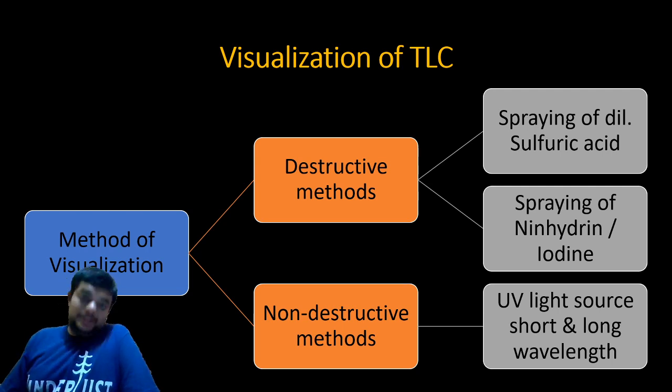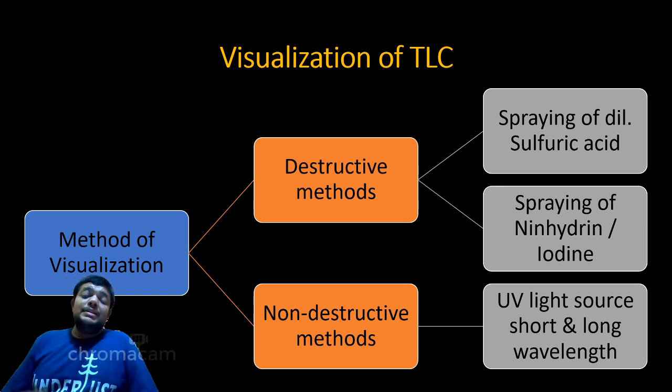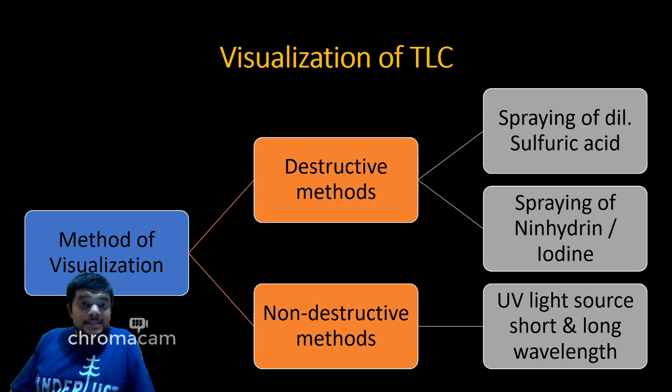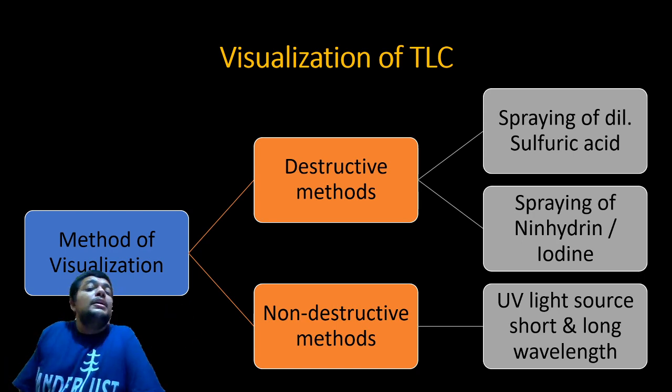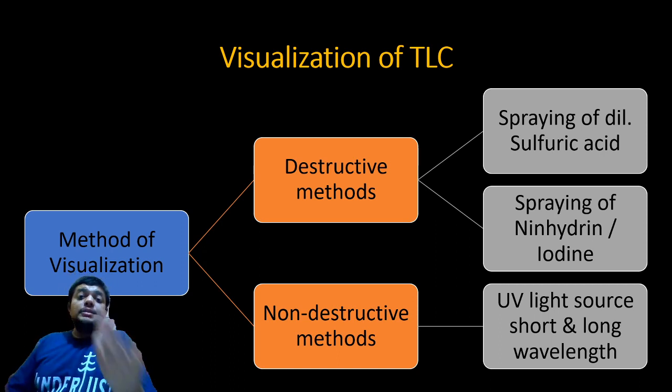But there are some destructive methods. What are these methods? Sometimes when the spots are invisible, to make them visible, you spray them with a few compounds. They are sulfuric acid, ninhydrin, iodine. While spraying with ninhydrin, iodine and sulfuric acid, the sample gets oxidized. It means you have destroyed the originality and the nature of the sample, and you are taking a new version of the sample. So when you destroy the originality of the sample, it falls under the category of destructive methods of visualization. But a UV source is not considered a destructive method of visualization.